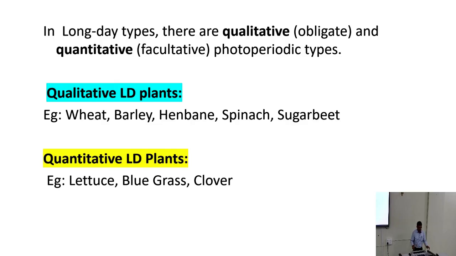Now similarly, as in the case of short days, you have qualitative and quantitative types in long day plants also. So what are these qualitative long day plants? Like I explained previously, they are wheat, barley, henbane, spinach and sugar beet. In the case of quantitative long day plants, we can find lettuce, bluegrass and clover as examples. Qualitative long day means an absolute requirement, whereas quantitative plants can flower a little bit even in short day conditions.